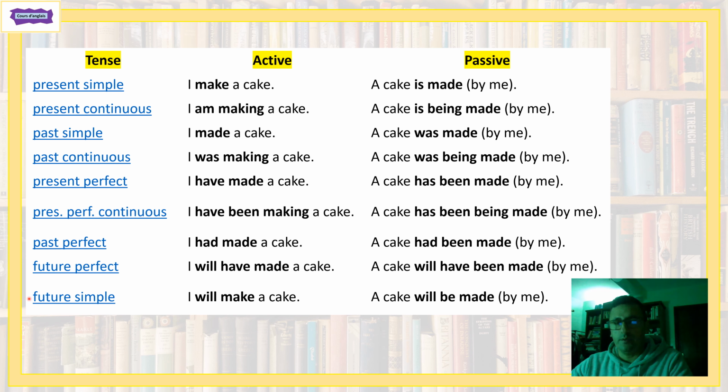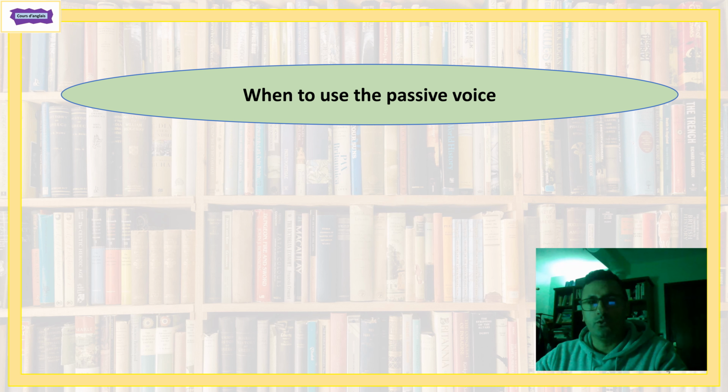Future simple. I will make a cake. A cake will be made by me. Alors, when to use the passive voice. Quand utiliser la voix passive. Comme avant, je vais bien sûr vous lire en anglais. Après, on passe à la traduction.